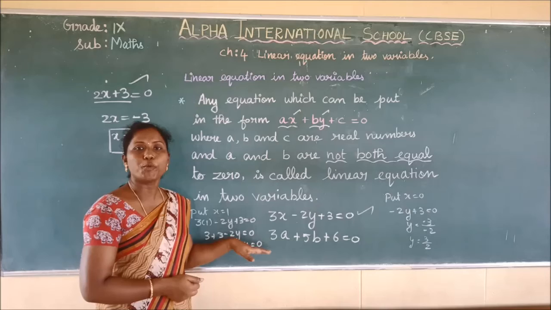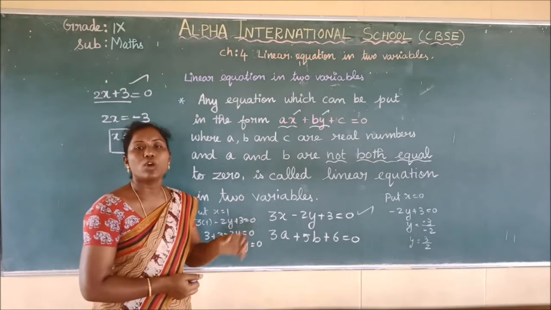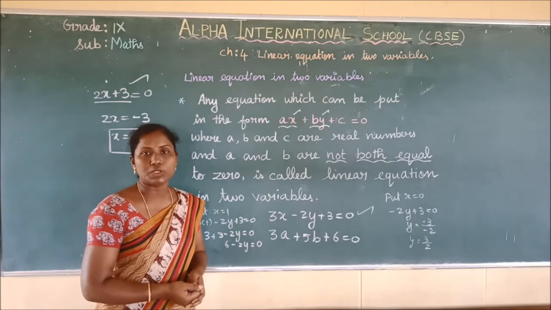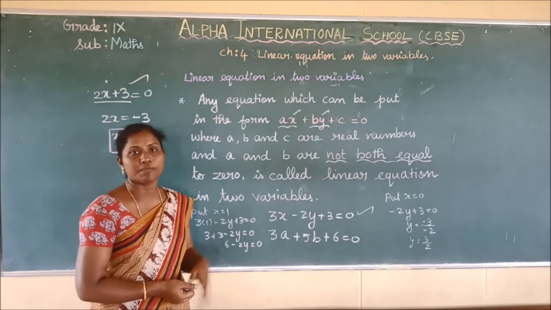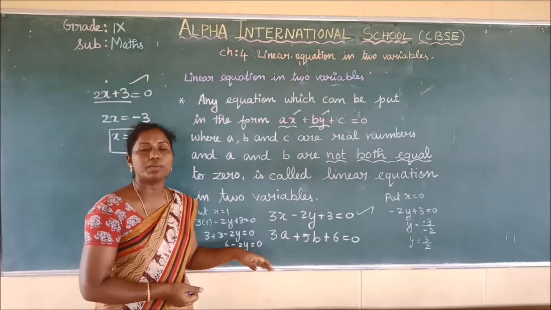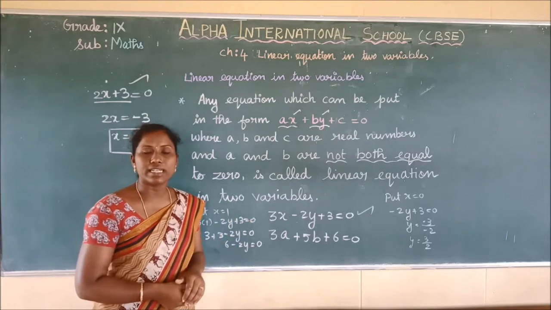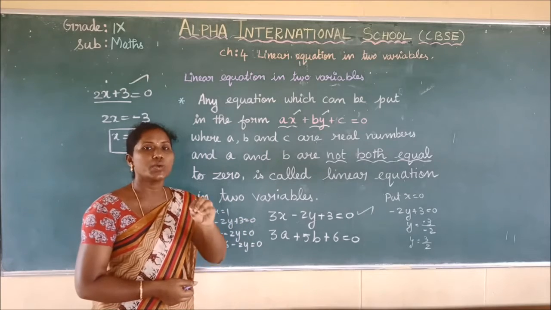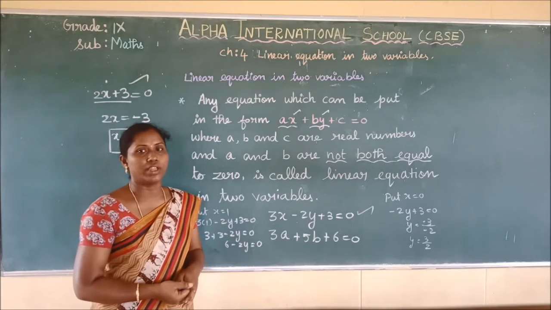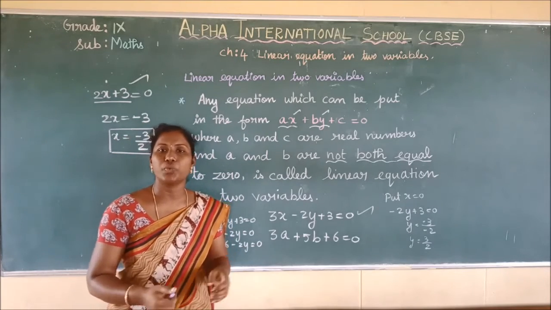Also, if you plot the points of the linear equation in two variables on a graph, we will always get a straight line graph. There is some exercise problem also we have to solve in this method. Whenever we plot the points of the linear equation in two variables on a graph, we will get a straight line graph only. If you are not getting a straight line graph, your solution is wrong. Always you will get the straight line graph only. So these are the things you have to keep in your mind about the linear equation in two variables.